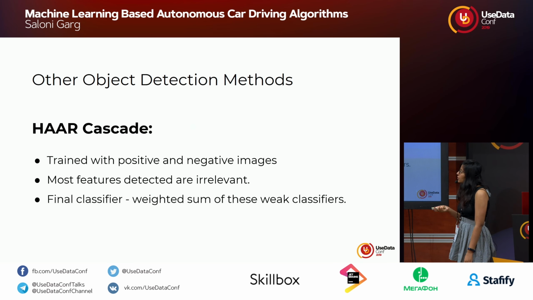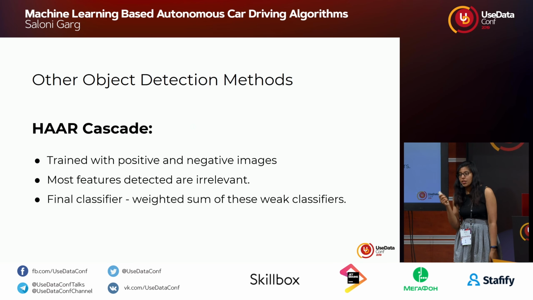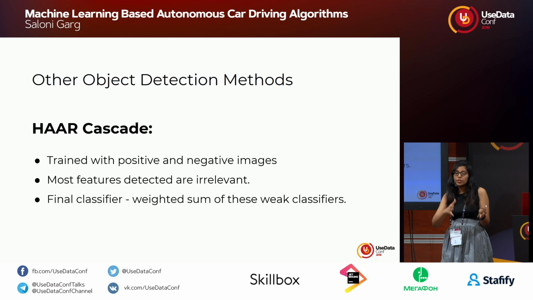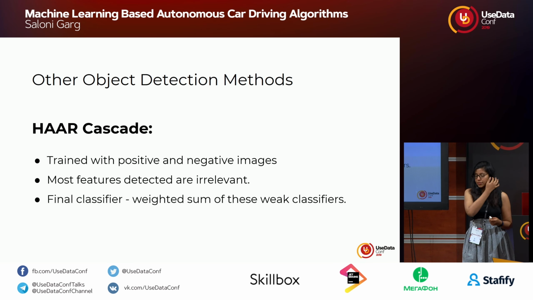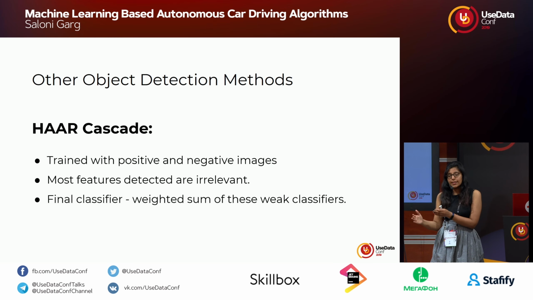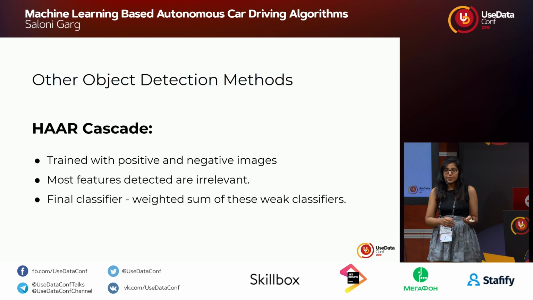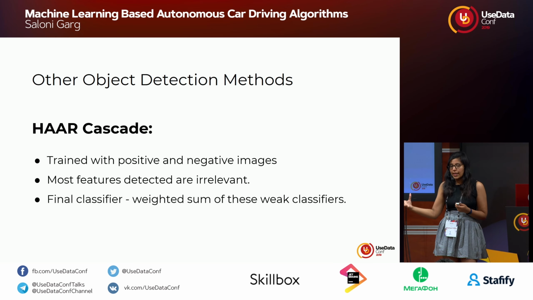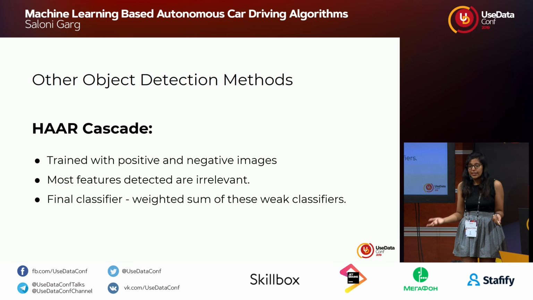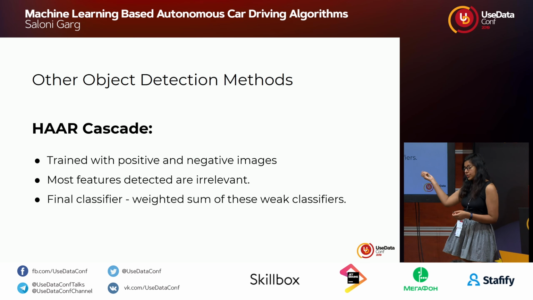Other than YOLO, we also tried the HAAR cascade algorithm. HAAR cascade is another object detection algorithm. How did we train it? It was with positive and negative images. Let me explain what the HAAR algorithm does in the first place. It detects objects when trained for a particular object. For example, if you train HAAR cascade for a bottle, it will detect the number of bottles in any footage that you pass to it. So we trained it with positive and negative images.